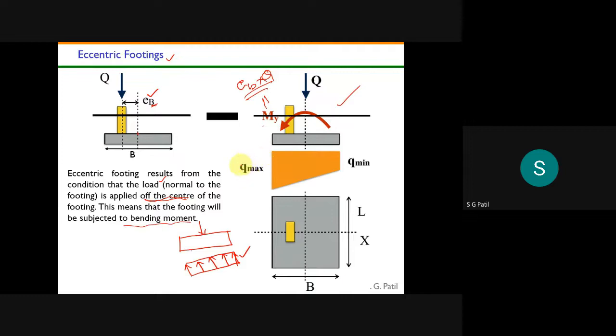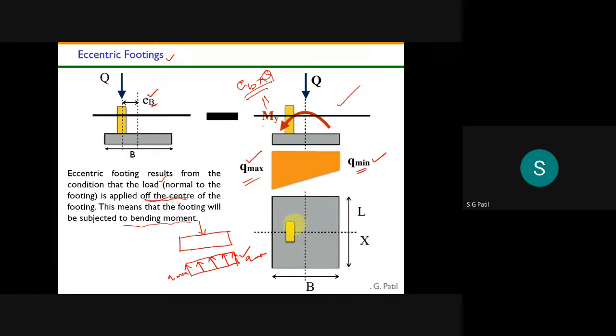You see, on the side toward which the moment is applied, you have a maximum intensity, and on the other side you have a minimum intensity. Okay, so Q max and Q minimum you have to calculate first. These are the stresses applied on the foundation once you have an eccentric loading. If you have a concentric loading, then uniform stresses will be there. Whatever Q max is on one side, the same Q max will also be on the other side. But if you have an eccentric loading, the stress distribution is not uniform.